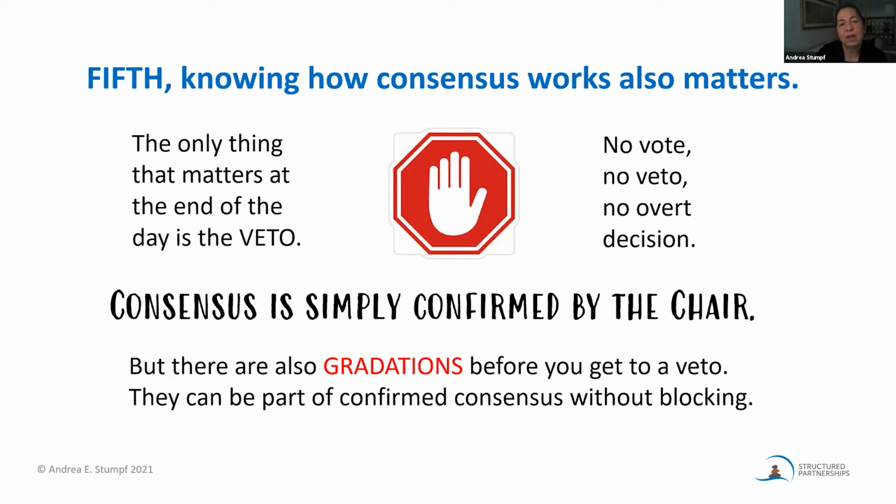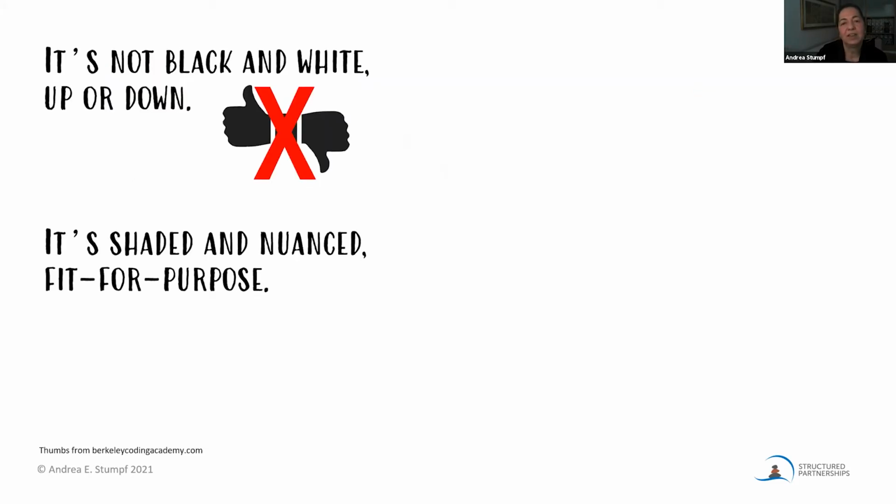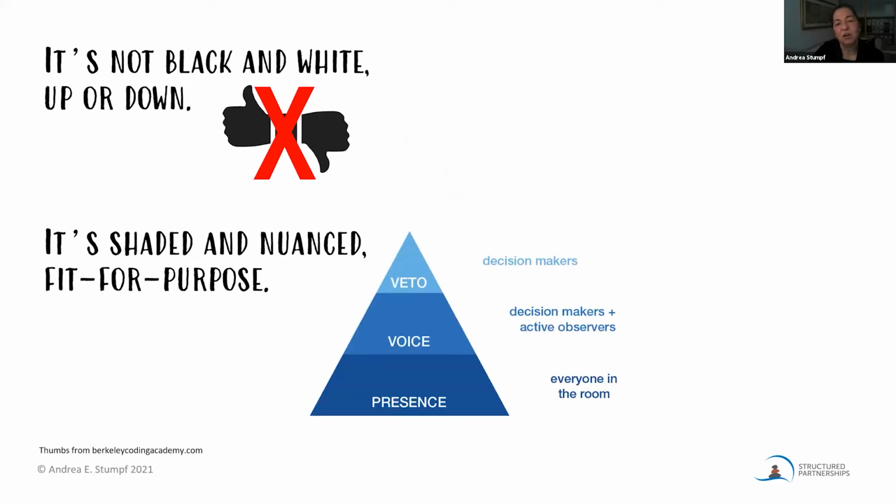But even with that, it's important to understand that this is not a black and white situation. This is not an up or down, yes or no. It is much more shaded and nuanced than that. And in that sense, it can be very fit for purpose. And we can start by looking at the composition of the governing body itself. So I have this little diagram for my primer.